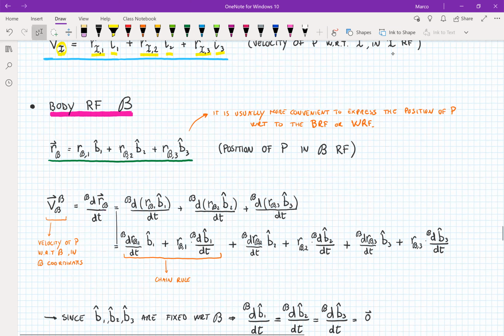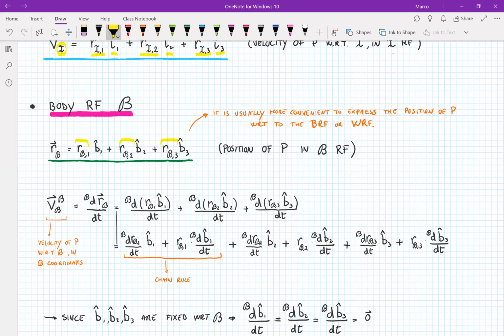So we have the position vector. The position vector is the same, but now we're going to write it down in terms of coordinates in the B reference frame. And once again, we're doing this because it's usually more convenient to express the position of P with respect to the body reference frame or the wind reference frame, in this case, the body reference frame. So anyway, with respect to a non-inertial frame of reference rather than a frame of reference that is fixed.